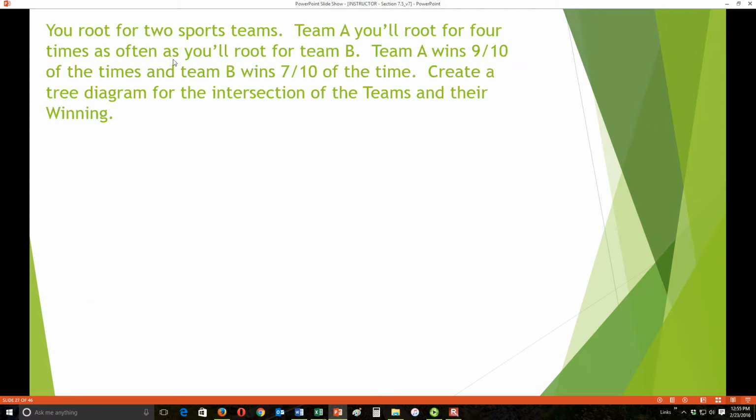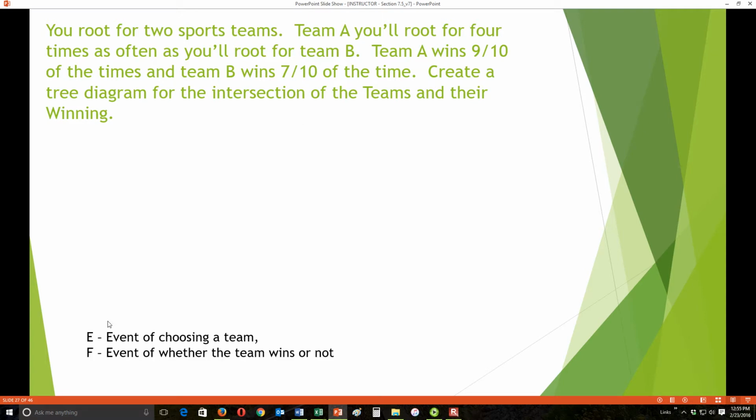Let's look at another example. You root for 2 sports teams. Team A you'll root for 4 times as often as you'll root for Team B. Team A wins 9/10 of the time and Team B wins 7/10 of the time. Create a tree diagram for the intersection of the teams and their winnings.